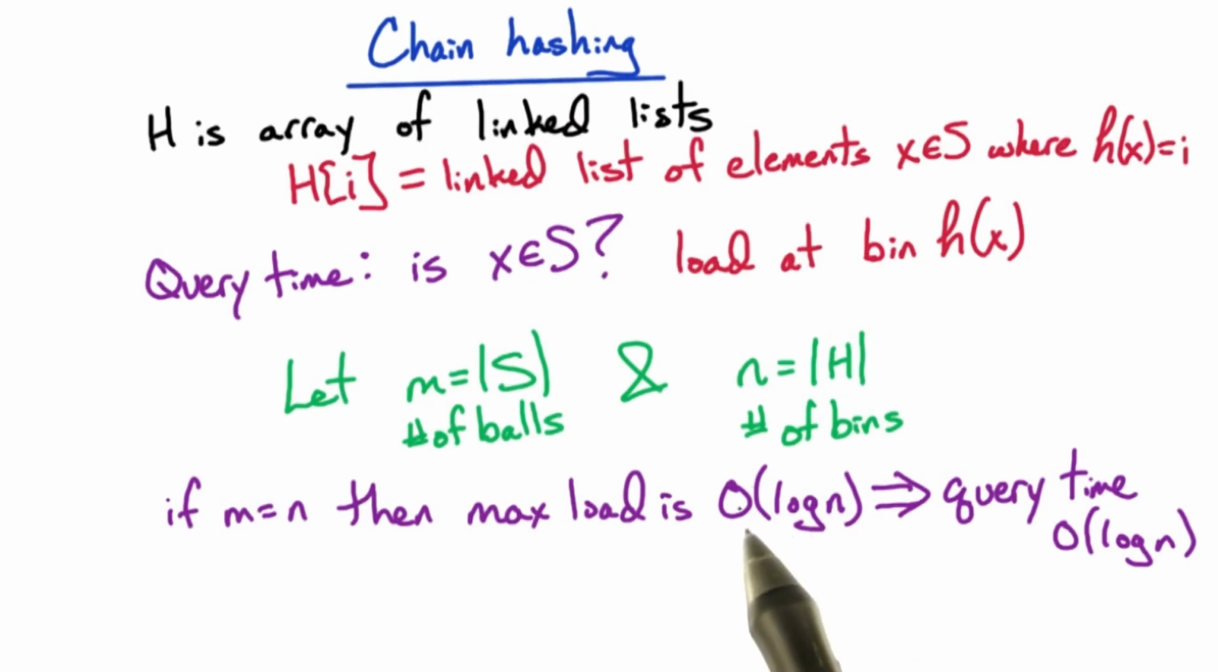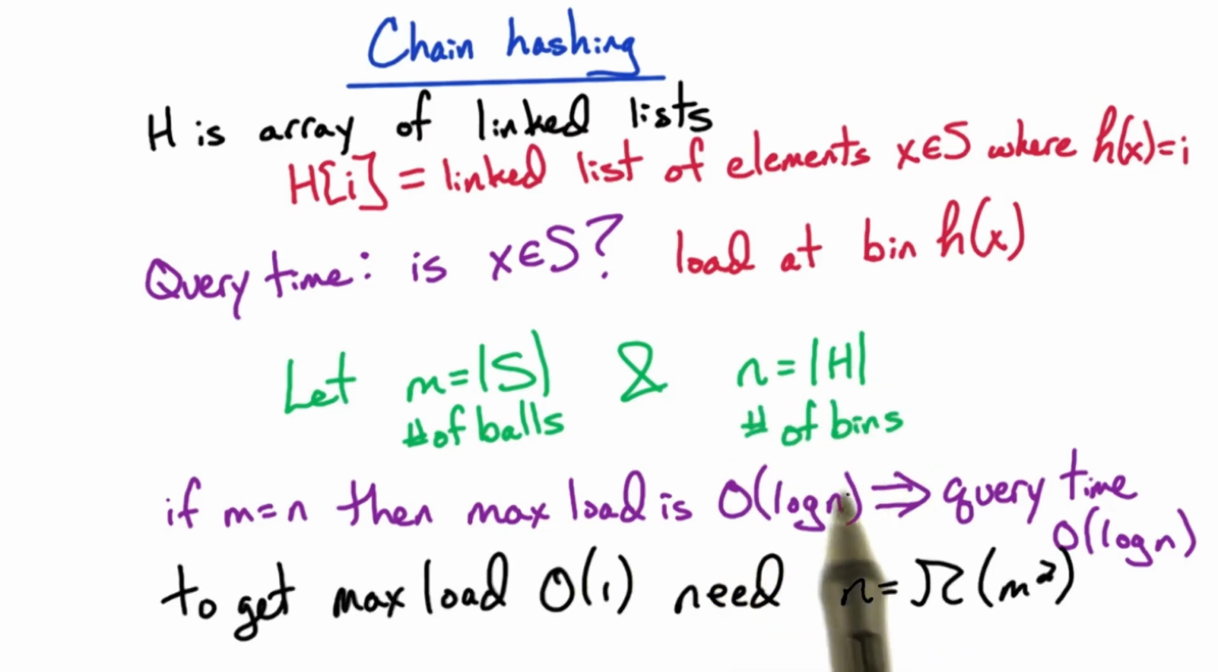Now when n is huge, then order log n might be too slow for us. So how can we achieve faster query time? Well, one way is to try to increase the size of our hash table. In order to decrease this max load from order log n to order 1, so that the query time will be order 1, constant time queries, we're going to have to increase the size of the hash table from order m to order m squared. Now that's quite a large price to pay, so let's see if there are simpler ways to achieve reductions in the query time.